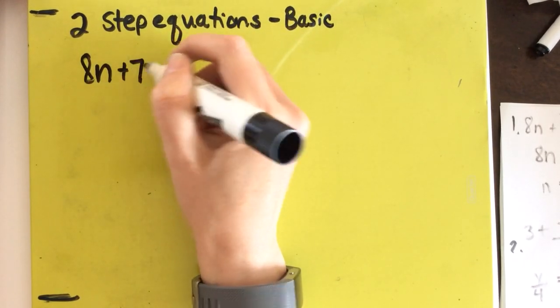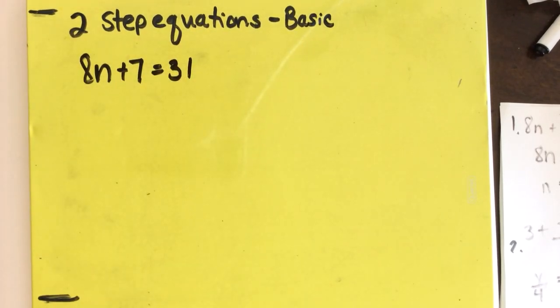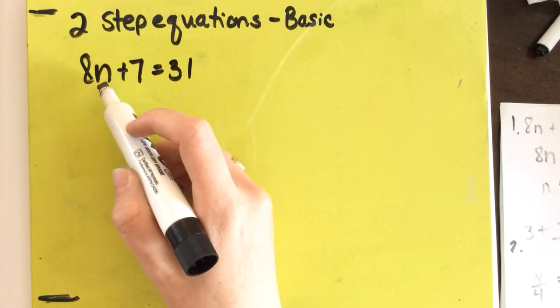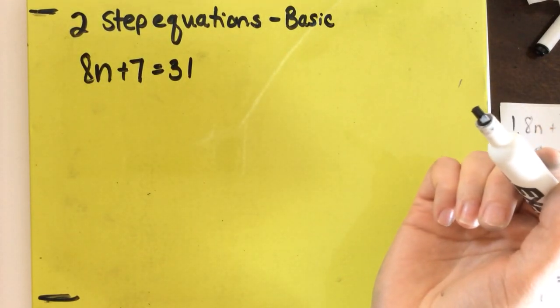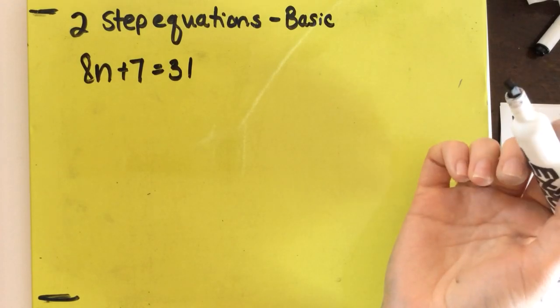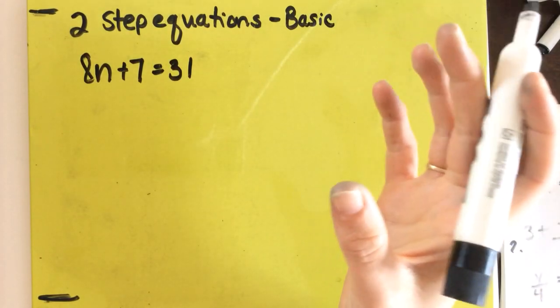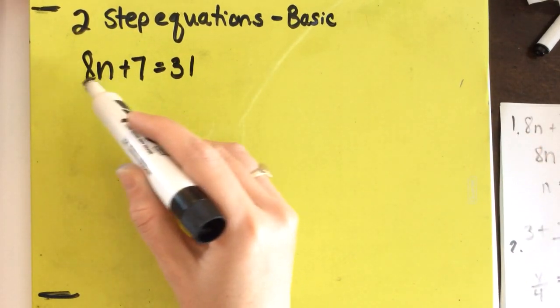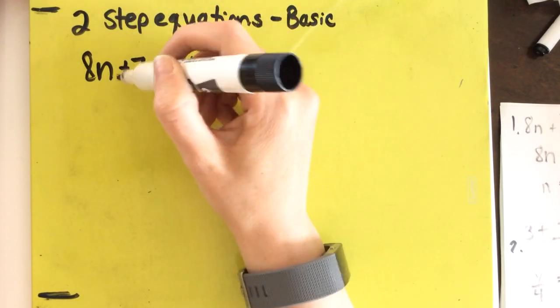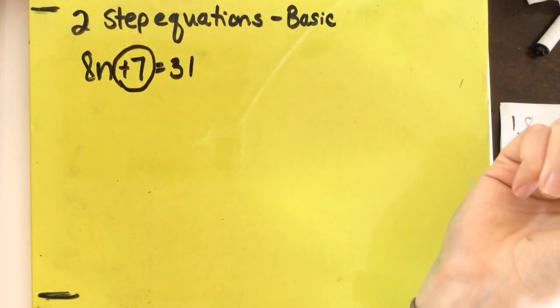8n plus 7 equals 31. So I need to try to isolate my variable n. I need to look at what are all the things that are being done to my variable. Well, there's a 7 being added to it, and it's being multiplied by 8. The order you want to do this in, you want to start with anything that's not directly attached to the variable. So this 8n is directly attached to the variable, so we want to get rid of this plus 7 first.